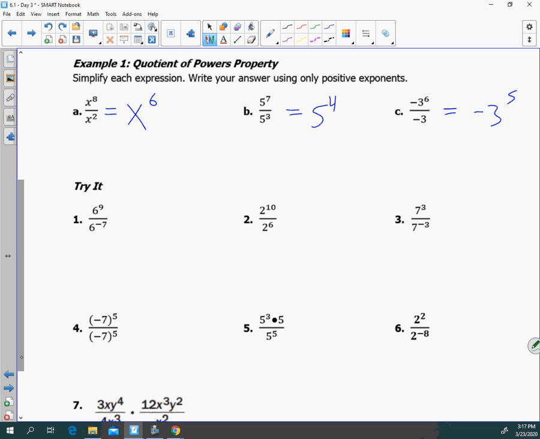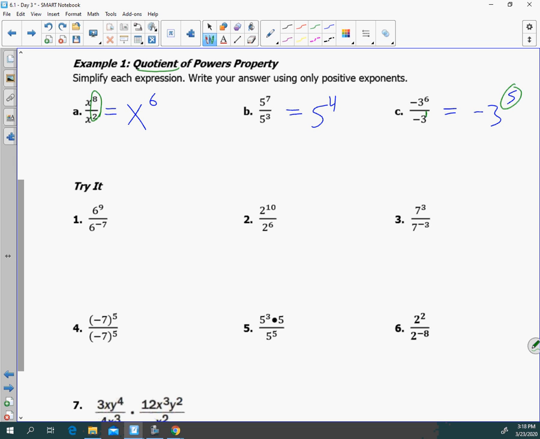Look at this. How did I get 6 from 8 and 2? Right? I know you're shouting it at home. You subtract them, right? And that's what you do. So whenever you see a quotient, whenever you see dividing with exponents, that means minus. Okay? So right here I had 5 to the 7 minus 3 is 5 to the 4th. Right here, that was maybe the trickiest one for sure. It's negative 3, same base. 6 minus 1 is, of course, 5.